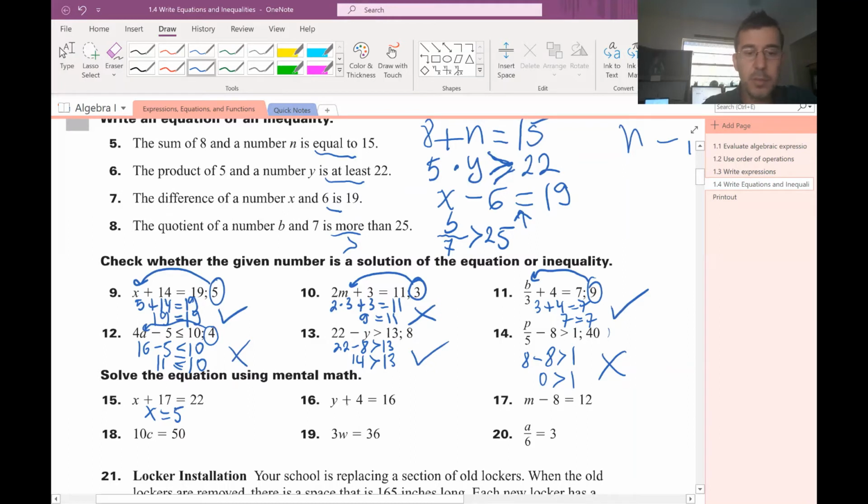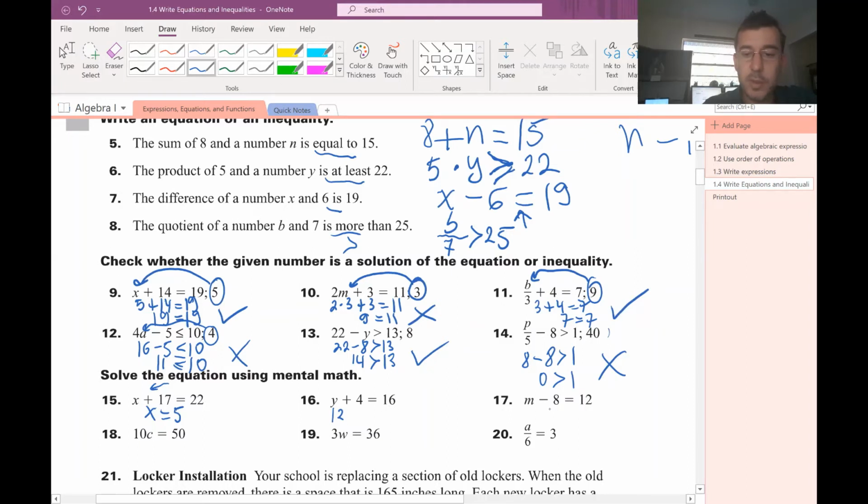16. Which number when you add to 4 is 16? That's 12, because 12 plus 4 is 16. And there are a few ways to do this. For example, for number 15, since there is a plus sign in front of 17, when 17 goes to the other side of the equation, it's going to be minus 17. So this is 22 minus 17. That's 5. This is 16 minus 4, which is 12.